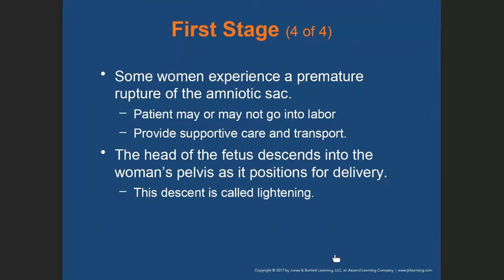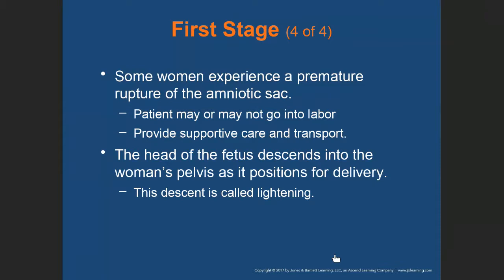Some women experience a premature rupture of the amniotic sac, so it can rupture prematurely, and the water is expelled and they have what is called a dry birth. Patient may or may not go into labor, provide supportive care and transport. If it ruptures within 48 hours, the delivery must occur.